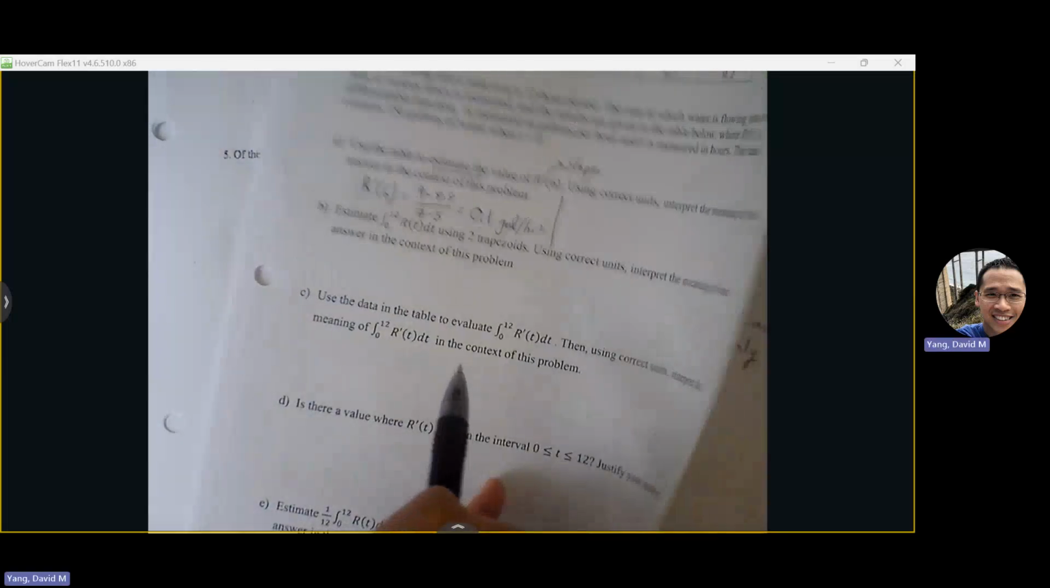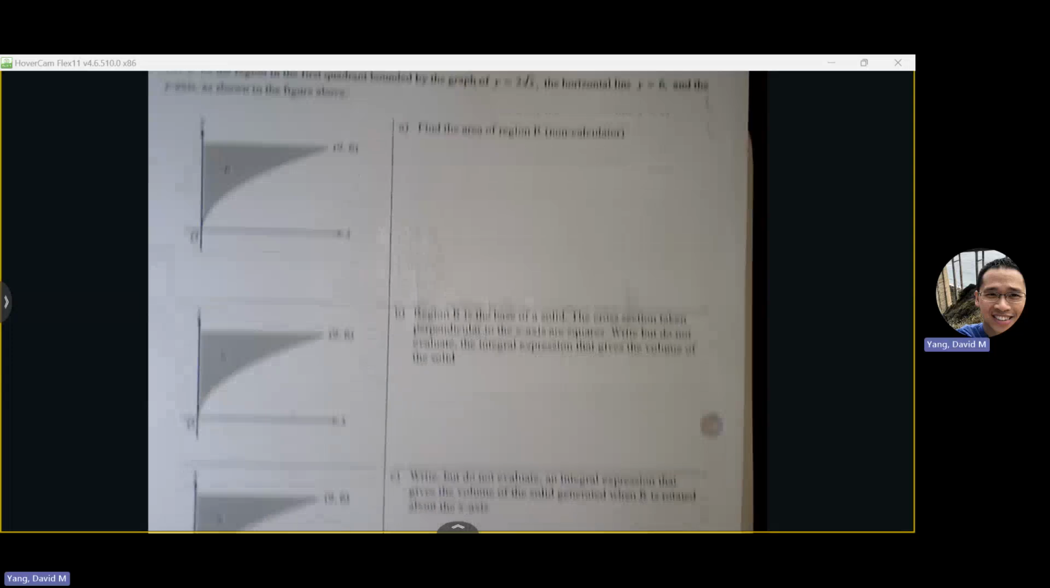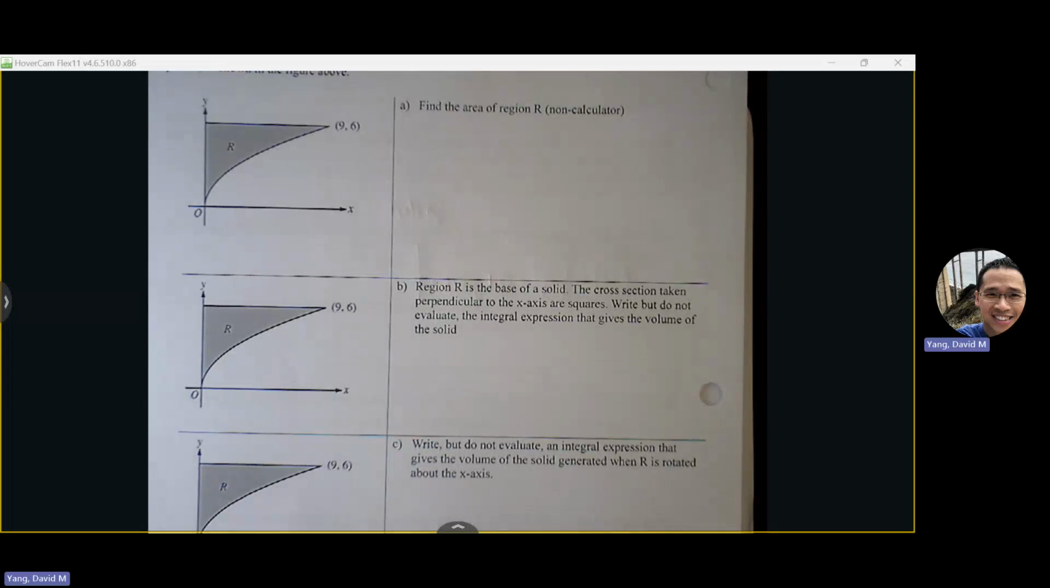I'm going to stay on this page for another second, but if you guys can go to page 2 once you're ready, look at your diagram here. It's all the same diagram, but part A is asking for area, part B is cross-section, part C is rotation around an axis or around a vertical or horizontal line.